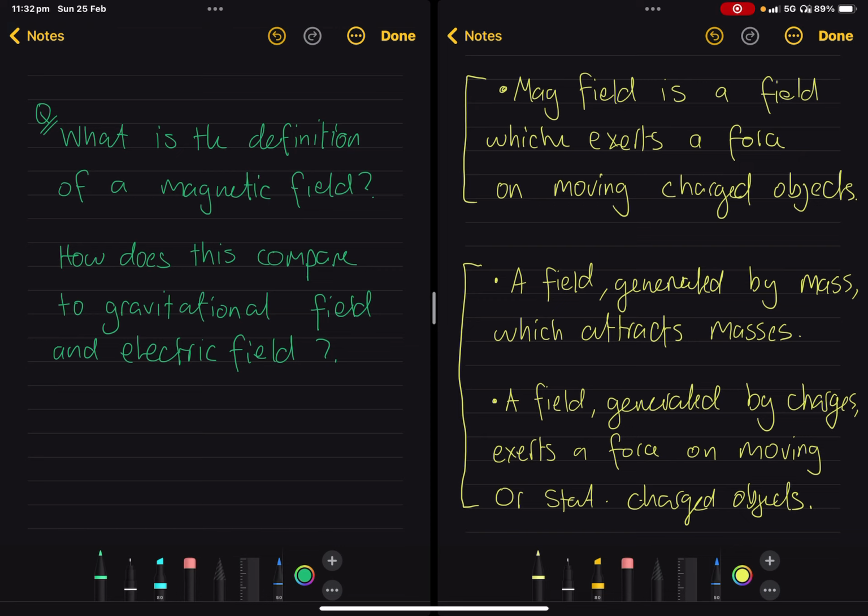Electric fields accelerate particles in the vector directions of those fields. Gravitational fields tend to accelerate particles in the direction of those fields as well. So this is how they compare, and these are simple definitions for the three.